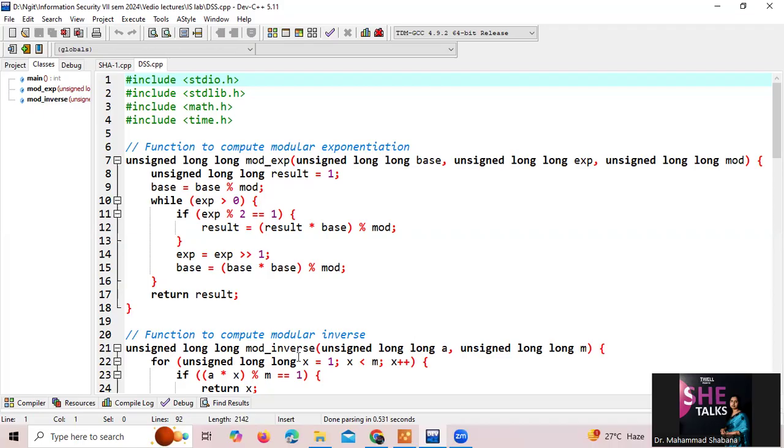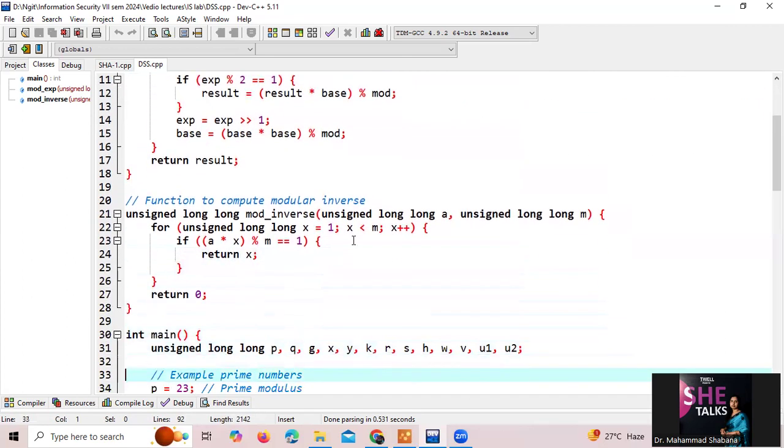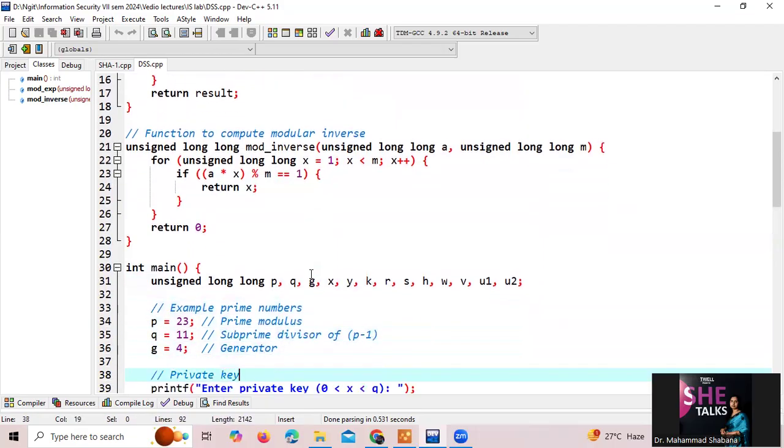In the modular inverse function, this finds the modular inverse of a modulo m, an integer x such that (a * x) % m == 1. It returns the modular inverse, or 0 if it doesn't exist. Coming to the main function, P is the prime modulus, Q is the prime divisor of P minus 1, and G is the generator value for DSS.